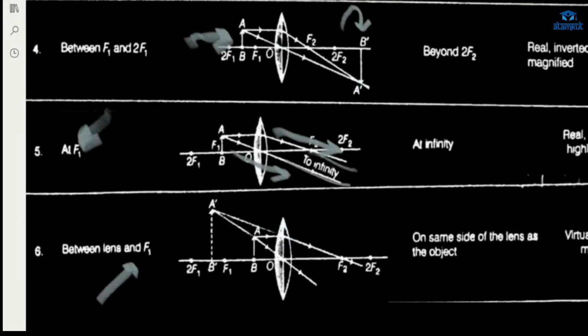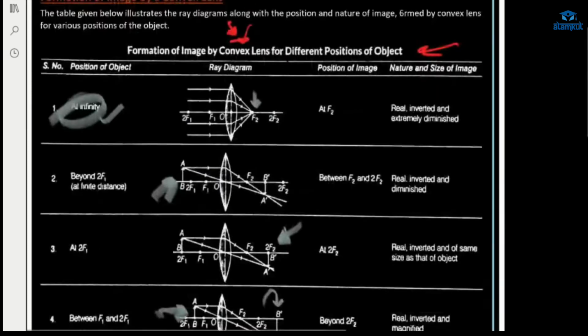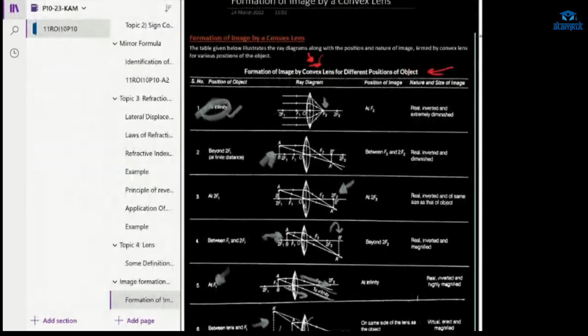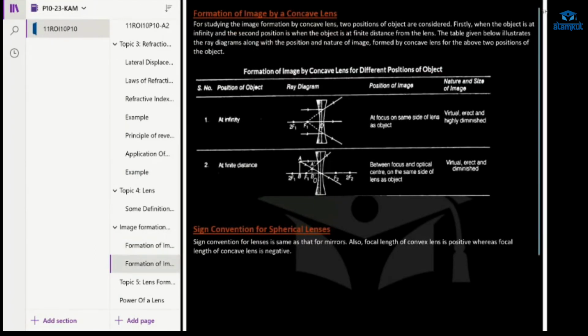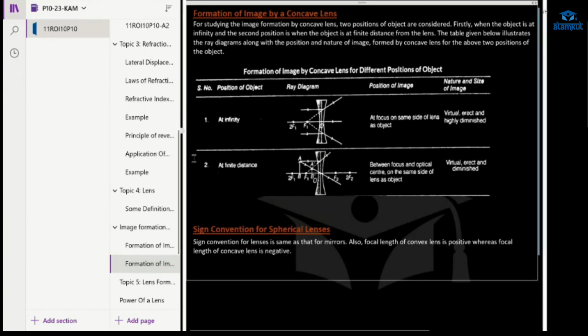Now, between the lens and f1, the image will form on the same side of the lens. When the image is formed there, it will be erect, magnified, and virtual. We'll revise it once more in the next class, and we'll study the formation of images for the concave lens. Okay, fine. So bye for today because time is up.